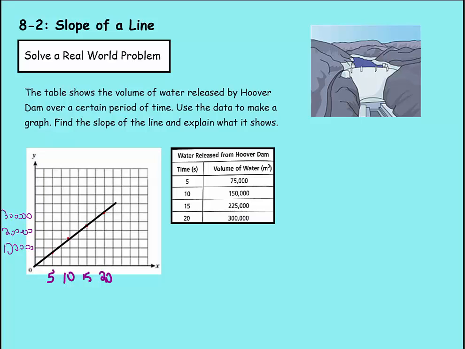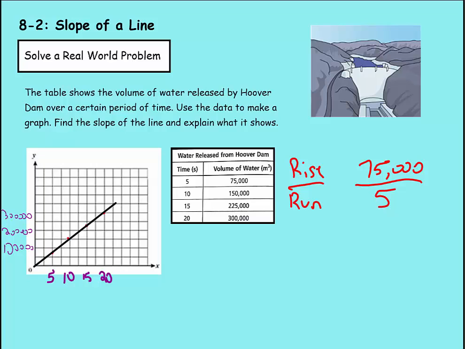Now if we're going to find slope, if you remember, slope is rise over run. Rise is the change in y, run is the change in x. We could just look at this table here. It went from 75,000 up to 150,000. That's a change of positive 75,000. The run between those points was from 5 to 10. That's a change of 5.